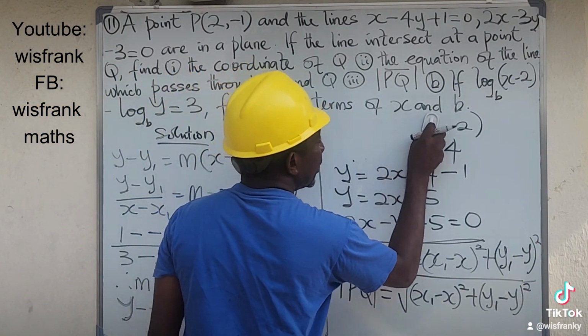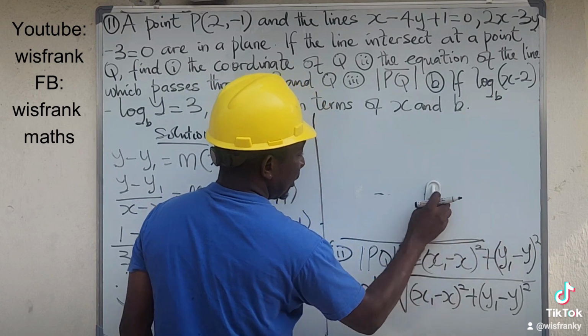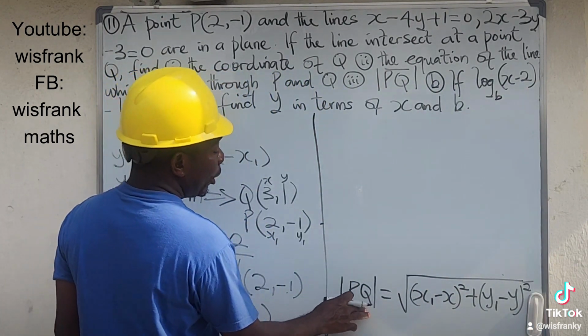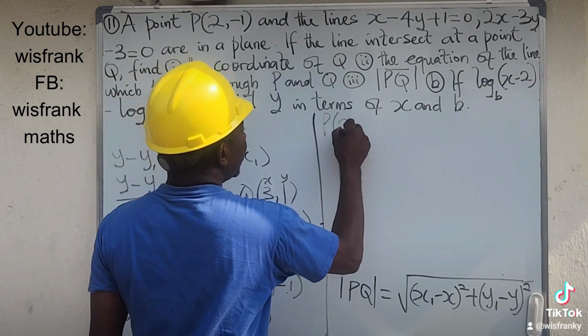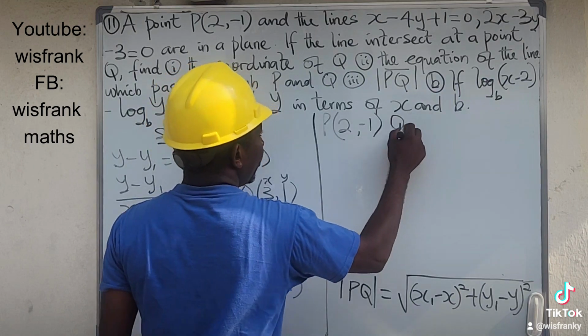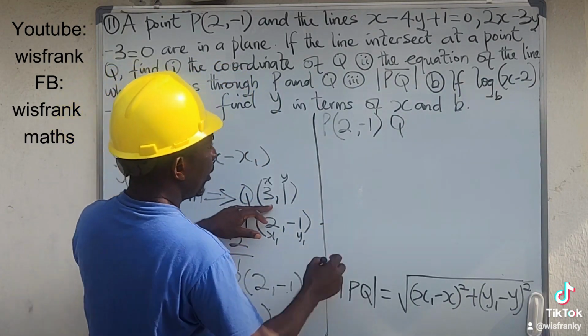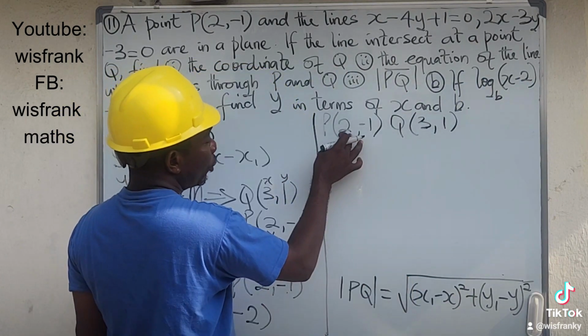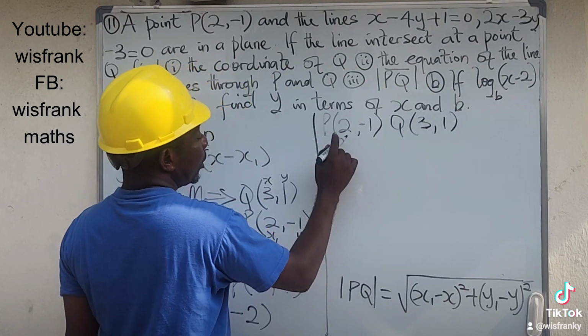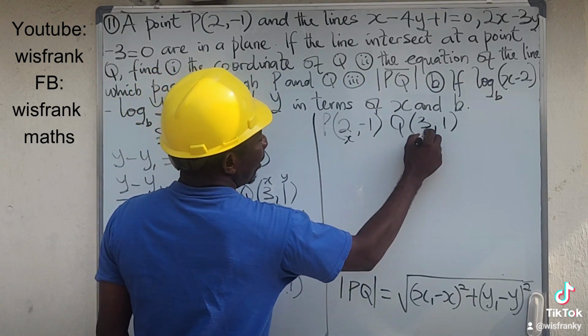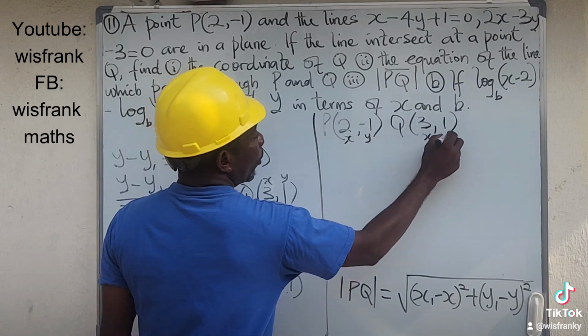So in this case, we move over to this other side. With this equation for line PQ, we have P, which is (2, minus 1), and Q, which is (3, 1). So we are going to substitute the values of this. Here we have our x and our x1, and we have our y and our y1.